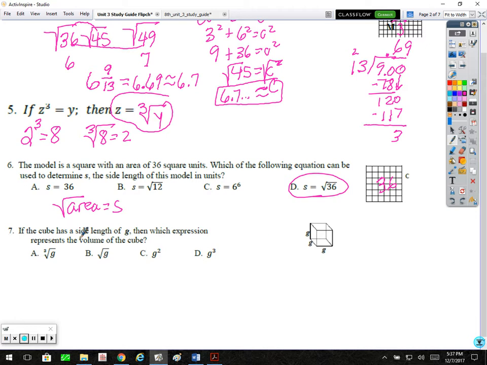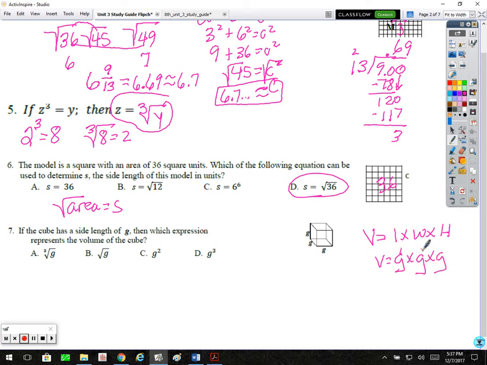Number 7, if a cube has a side length of g units, then which expression represents the volume? Well, remember, we're talking volume, we're talking length times width times height. Well, if we have g, we have volume equals g times g times g.